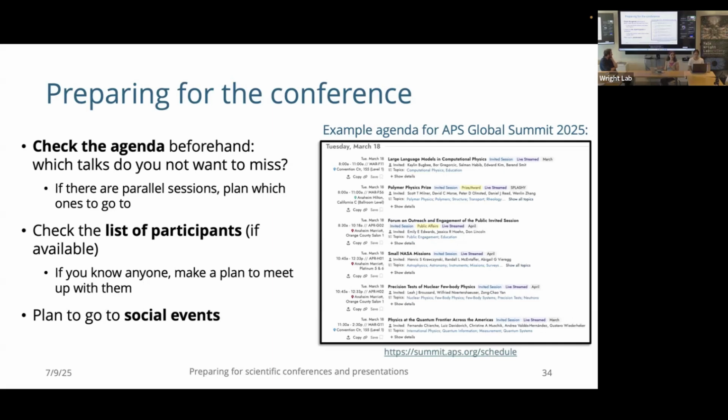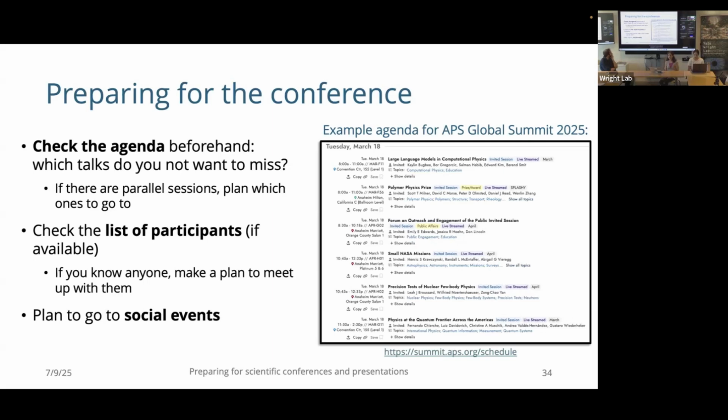Sometimes there's parallel sessions, so there's multiple talks happening at the same time. So you want to make a plan for which sessions to go to. Here's an example of APS, the very large conference that I was talking about before. At any given time, there's probably 5 or 6 things going on at the same time, or more than that. There's hundreds of talks. So that's one where you really want to have a plan.